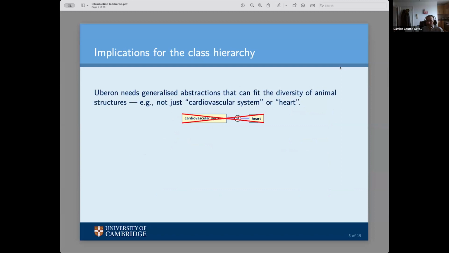So this scope means that Uberon is supposed to cover the entire diversity of the animal kingdom, which means in particular that Uberon needs very generalized abstractions that can fit the diversity of animal structures. And if you want, you can replace diversity in this sentence by weirdness of animal structures. That will be accurate as well. So for example, this means that we cannot simply have terms such as cardiovascular system or heart, because that would be too much vertebrate specific.